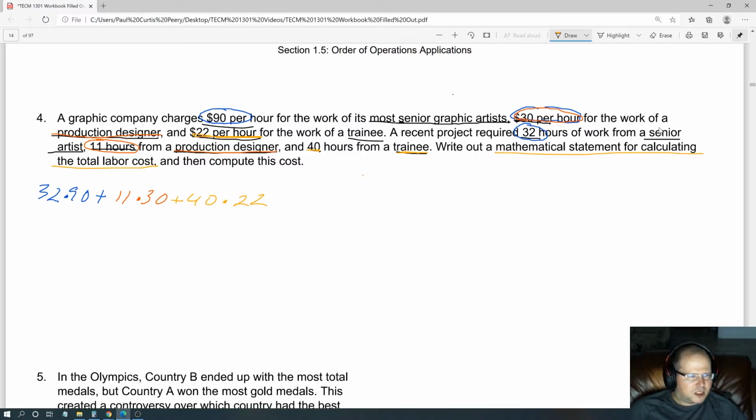And then we're going to compute the cost. Okay, so we multiply 32 by 90 and we get 2,880. We multiply 11 times 30, we get 330. We multiply 40 times 22, we get 880. And when we add all those together, we get $4,090.